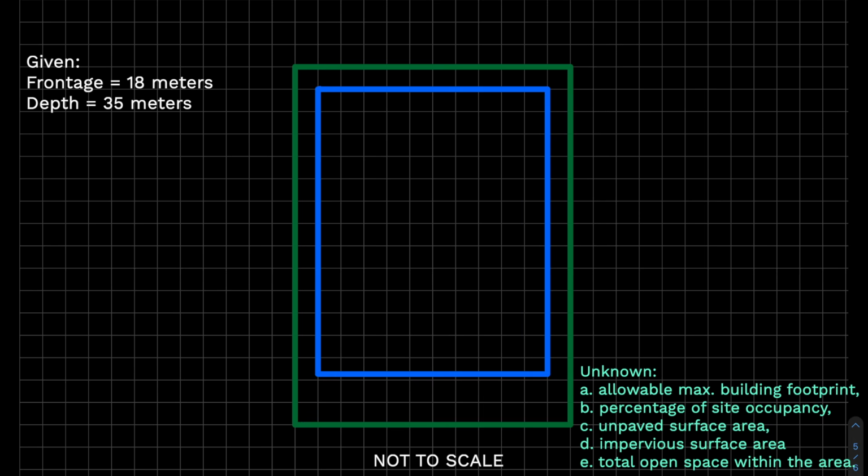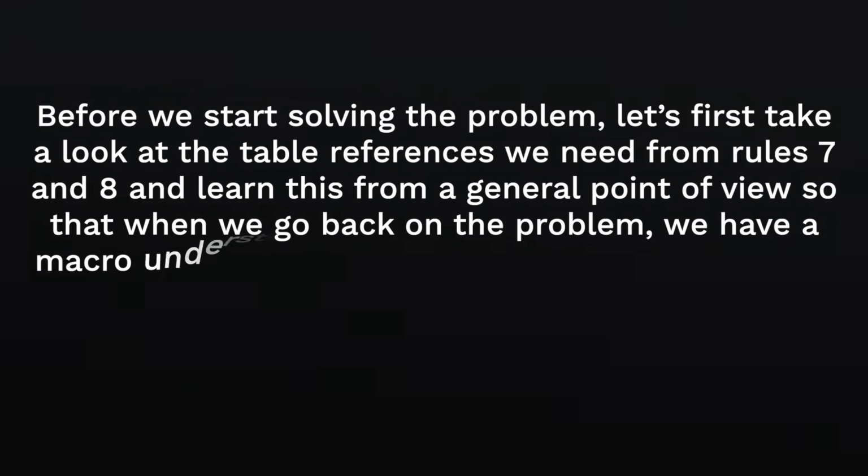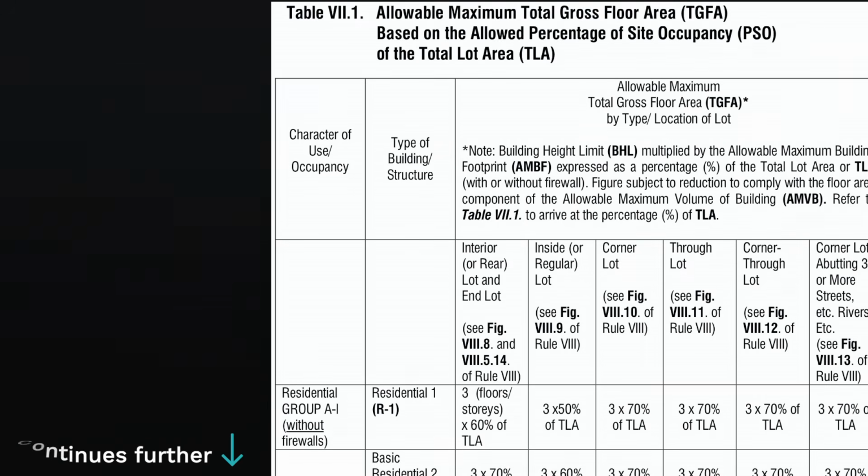Before we start solving the problem, let's first take a look at the table references we need from Rules 7 and 8 and learn this from a general point of view so that when we go back on the problem, we have a macro understanding of how to use the Rules 7 and 8 to find the values we need. Let's first start with the tables on Rule 7.